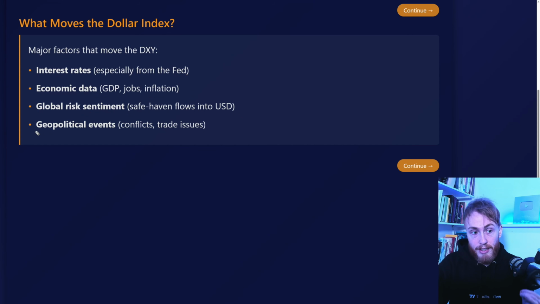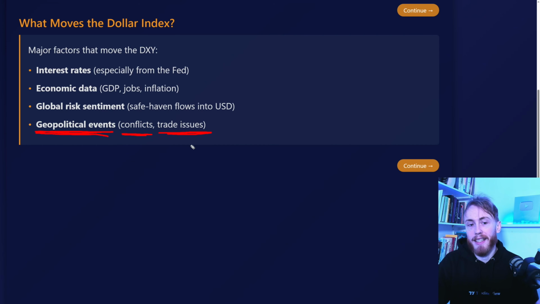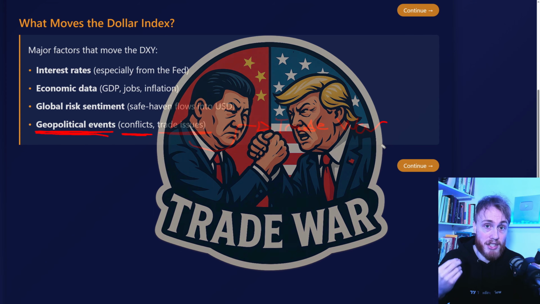And here, yet another, this is very, very important and super relevant to today, and that is geopolitical events. So things like conflicts and trade issues can affect the US dollar. And as you guys know, right now we are pretty much in the middle of a trade war that Donald Trump basically started on the whole world. He basically put tariffs on pretty much every country, especially China.